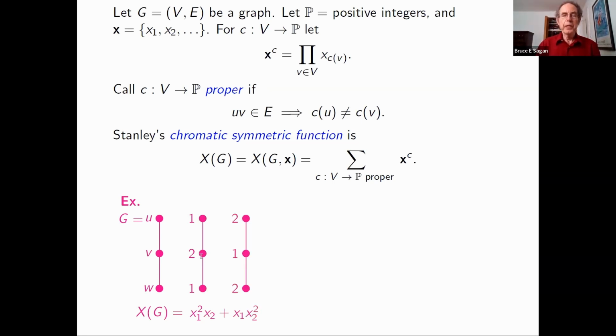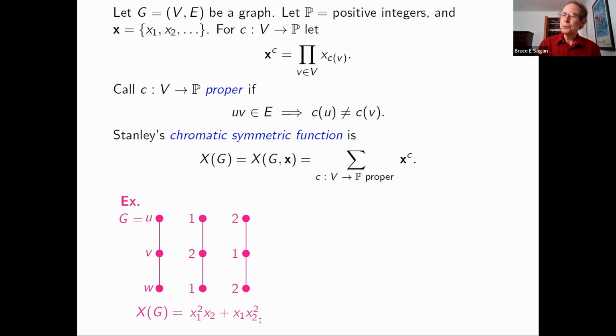Or you could do it the other way around, right? You could put the 1 color in the center, and then the 2 endpoints have color 2. That would give me a monomial x1 and then x2 squared. And notice this is already looking symmetric. If I exchange the variables x1 and x2, this part of the function remains invariant.